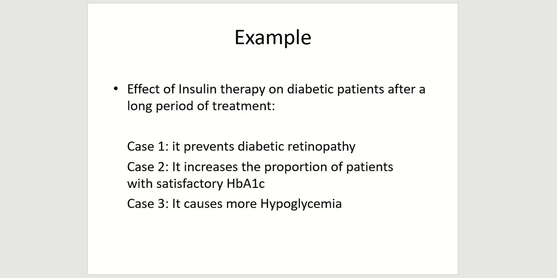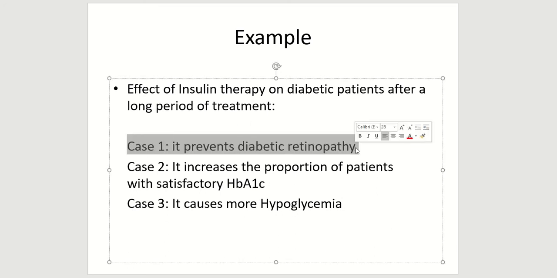So here comes the example. The example we're going to look at is the effect of insulin therapy on diabetic patients after a long period of treatment. Scenario number 1, remember, you're preventing a bad outcome, so we're preventing diabetic retinopathy. In case number 2, we're causing a good outcome, which is the increase in the proportion of patients with satisfactory HbA1c. However, the last one is where you're causing something bad, which is hypoglycemia.